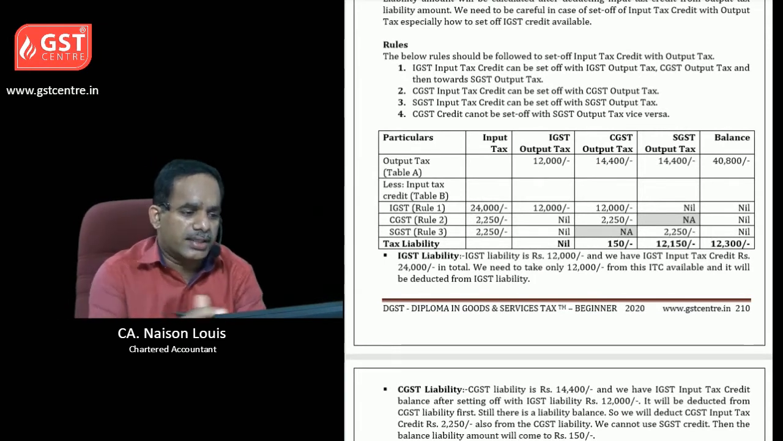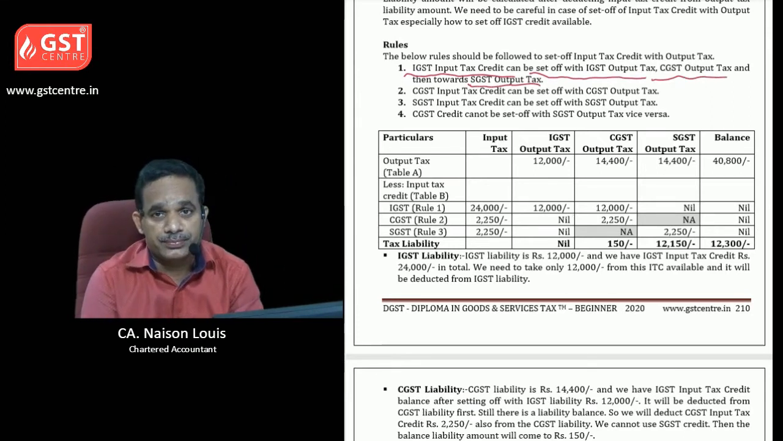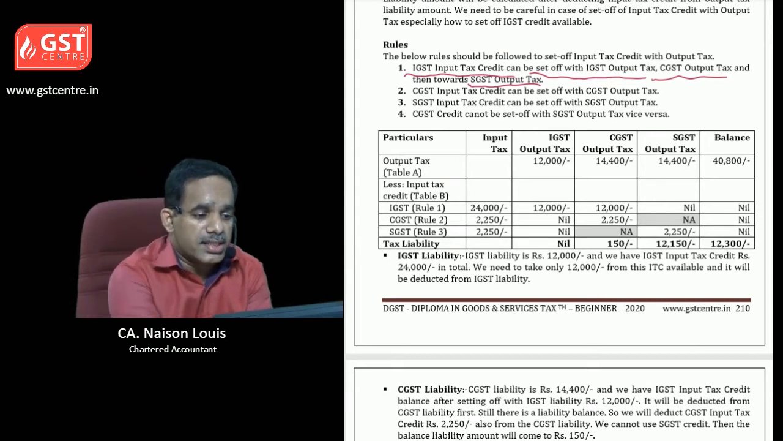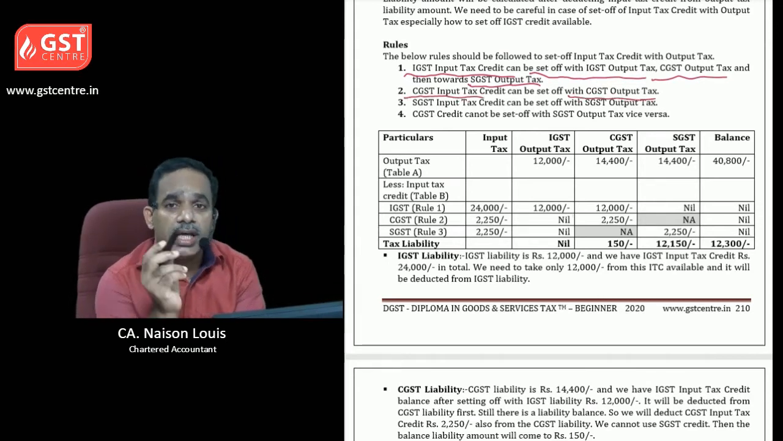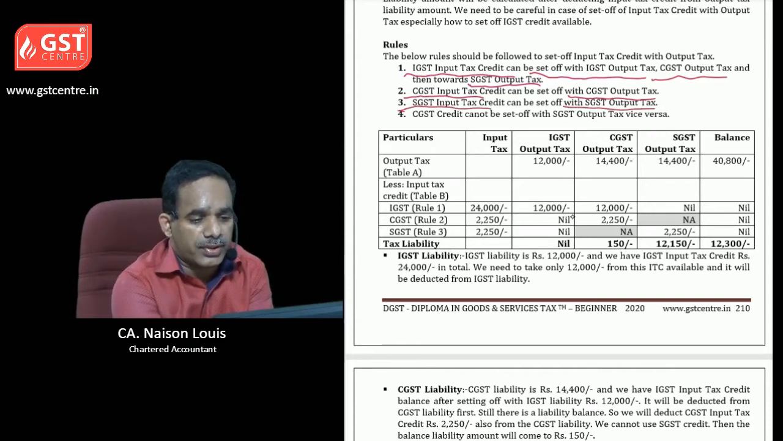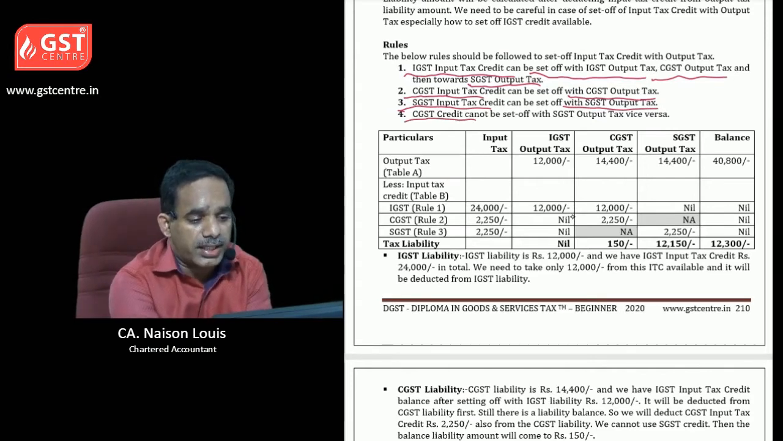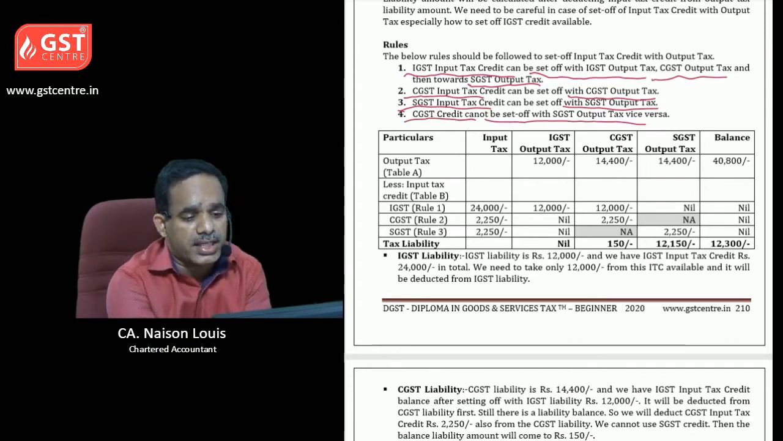These rules are like this: IGST input tax credit can be set off with the IGST output tax, CGST output tax and SGST output tax. Clear? Then CGST input tax credit can be set off with the CGST output tax. SGST input tax credit can be set off with the SGST output tax, and CGST credit cannot be set off with the SGST output tax.